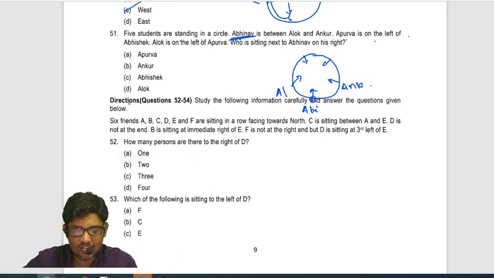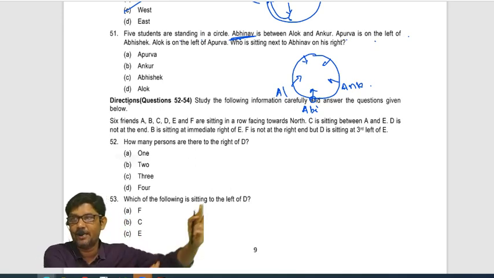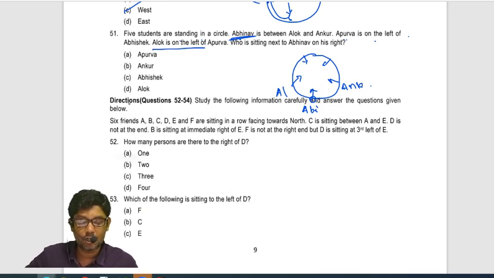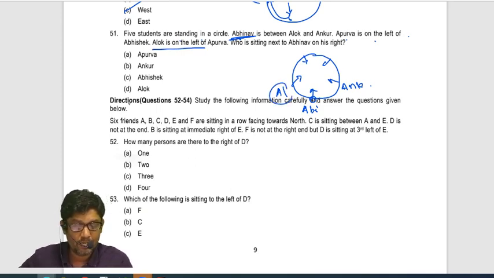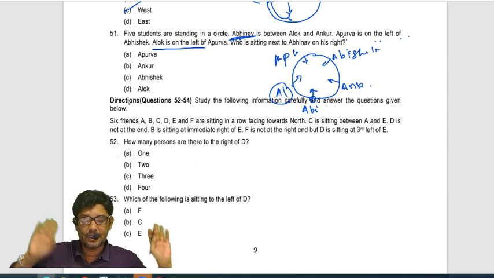Apurva is on the left of Abhishek. Now listen here. Here there is no Abhishek. So far Apurva also not there. Abhishek is also not there. Leave it. Go here. Alok is on the left of Apurva. Alok is here. He is left of Apurva means Apurva has to be here. Next. Apurva is on the left of Abhishek. Abhishek has to be here. Yes. I think this is the arrangement.